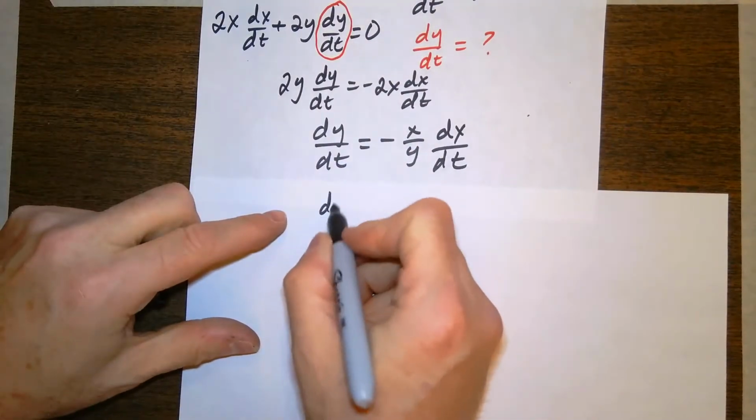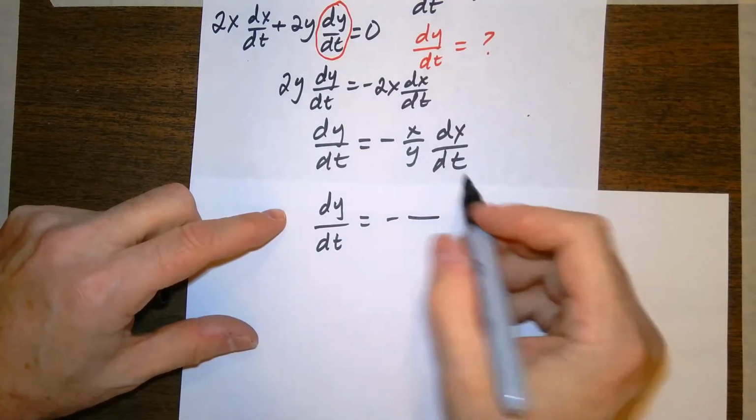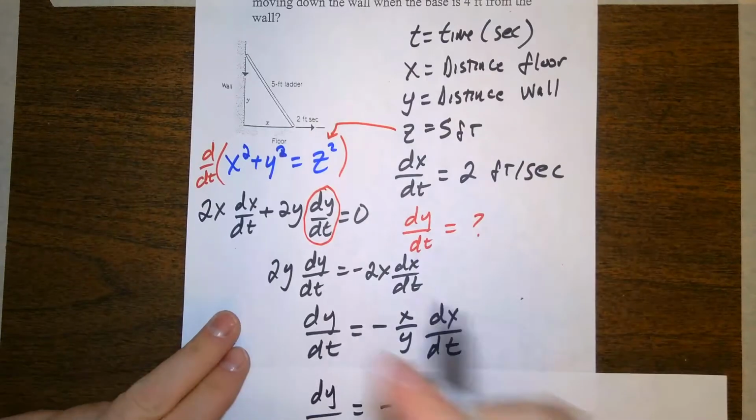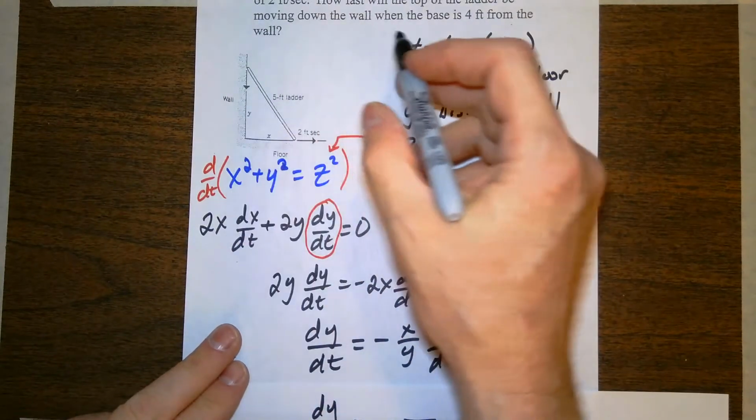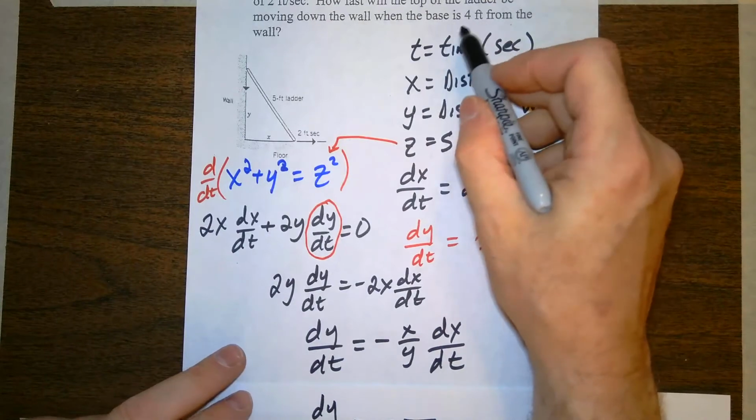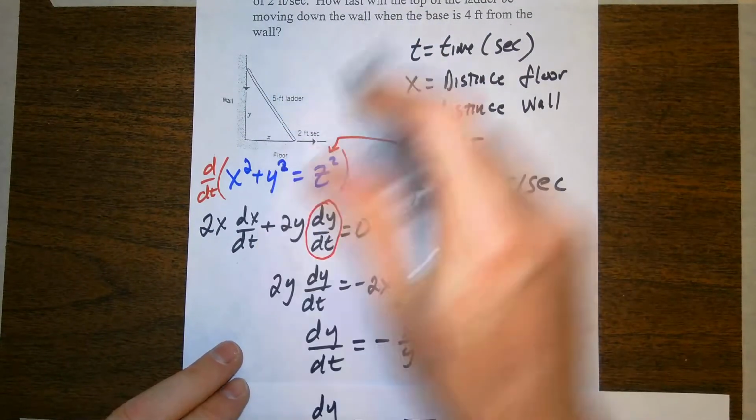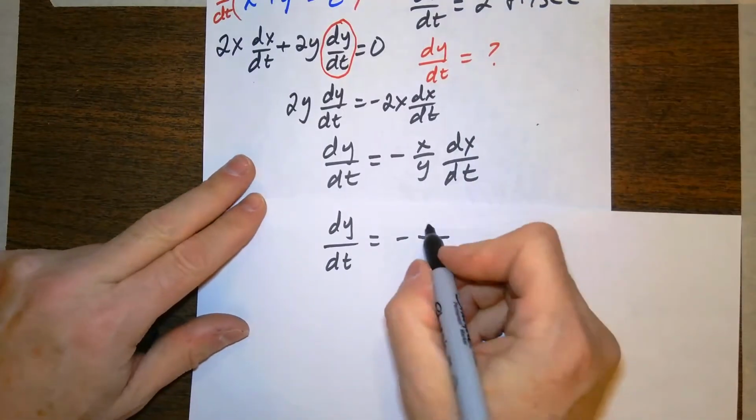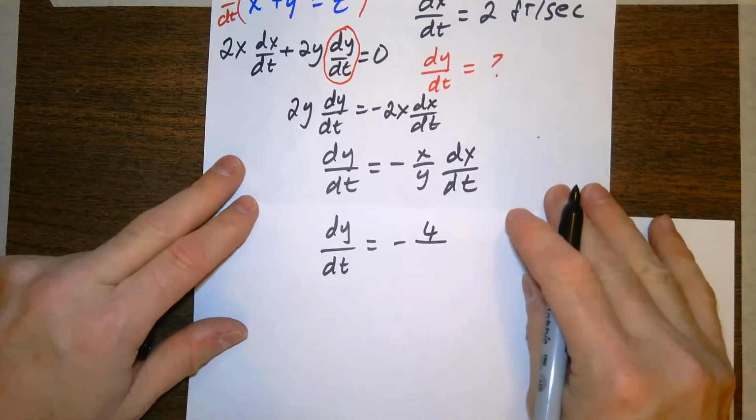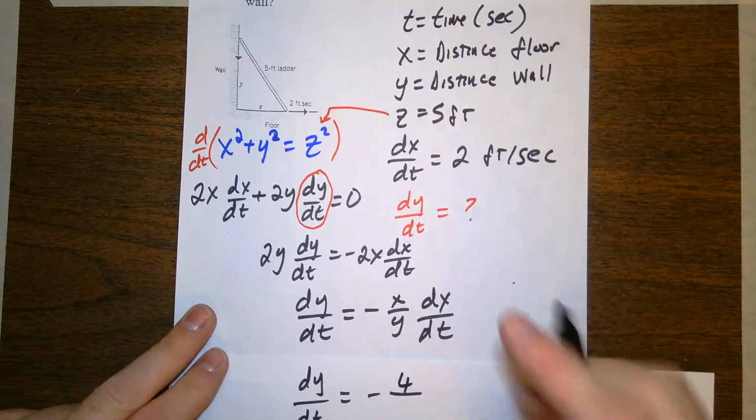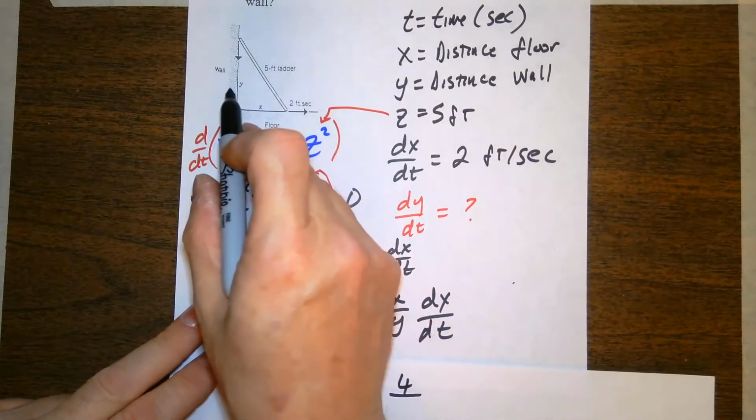So dy/dt, the rate of change, is negative x over y. What is the x distance? What is the y distance? Well, I want to note at the instant when the base of the ladder is 4 feet from the wall, that's my x value. So that's going to go in here, 4 feet. But what's the y value at that instant?